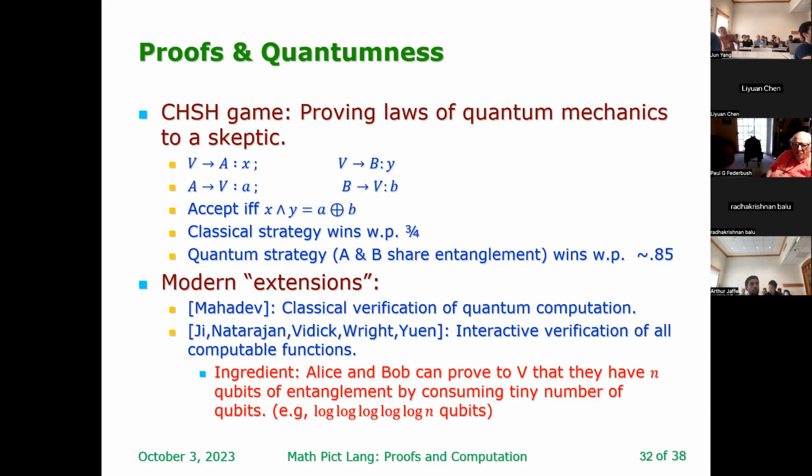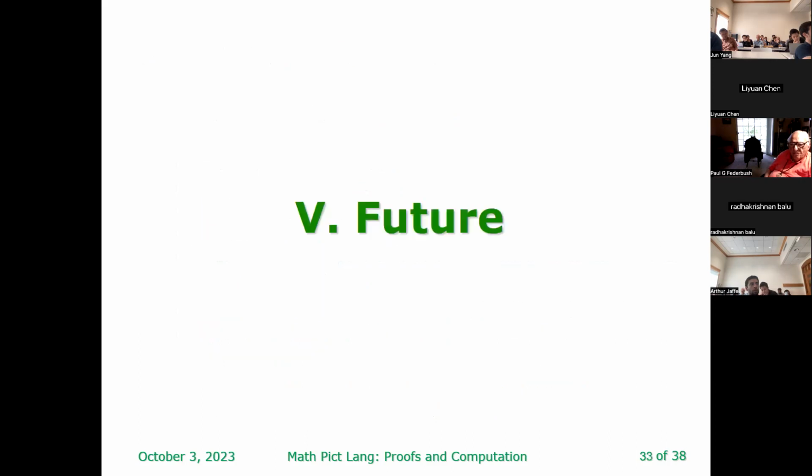Any number of these things, you use up those, eat up that much, and you convince the others that you have n bits of interaction, of entanglement. It is remarkable, this result. It's really beautiful and important. All right, so that's where we are.